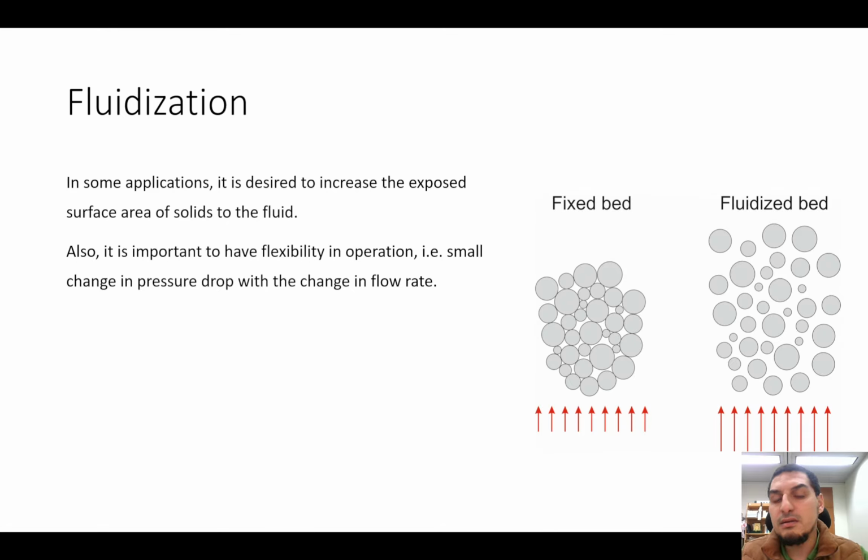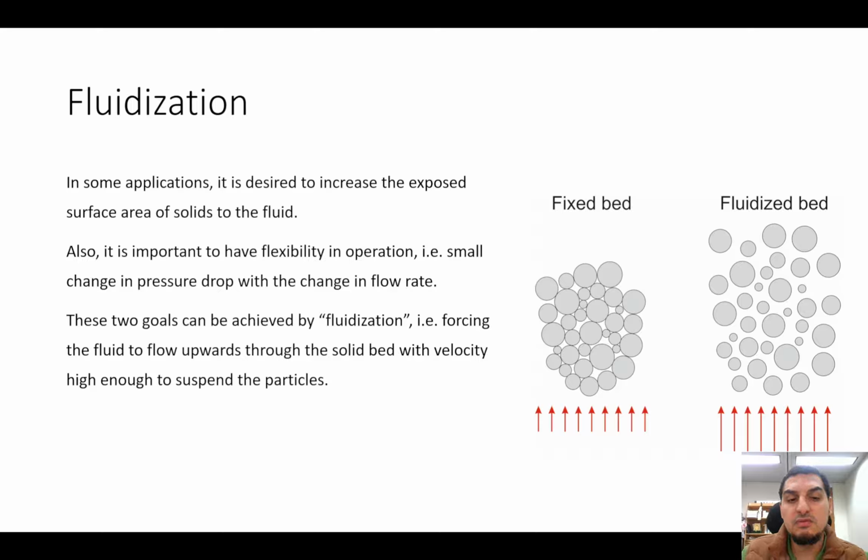So we lack flexibility of operation when we deal with fixed beds. So one solution to these two problems is fluidization. Fluidization is simply that we operate the column the same way we operate the fixed bed. The feed is going from the bottom to the top, yani down up, and with a specific velocity. But the difference is the value of this velocity.